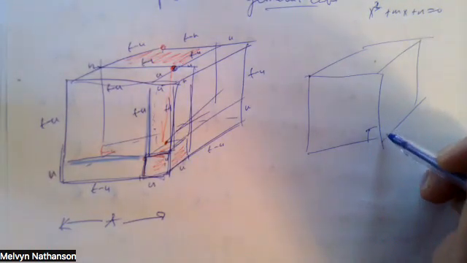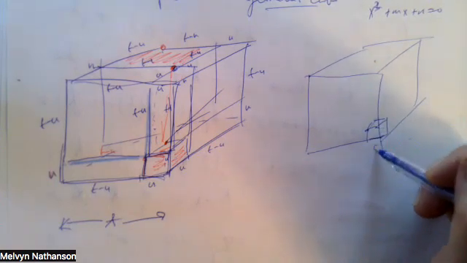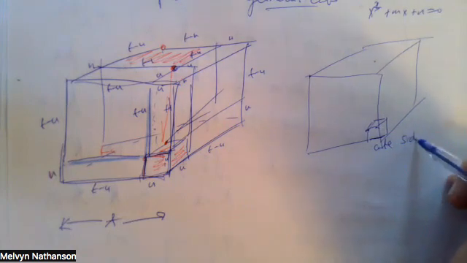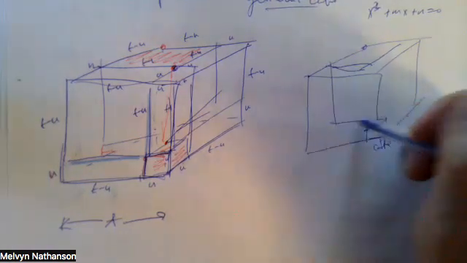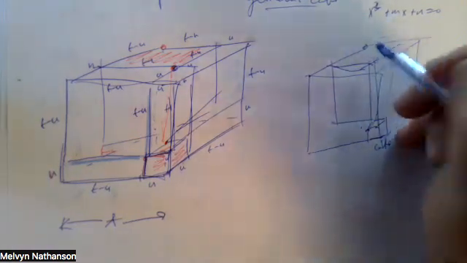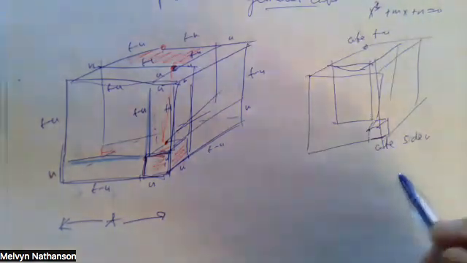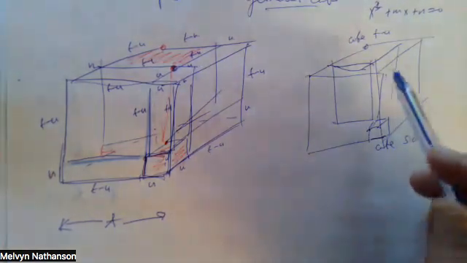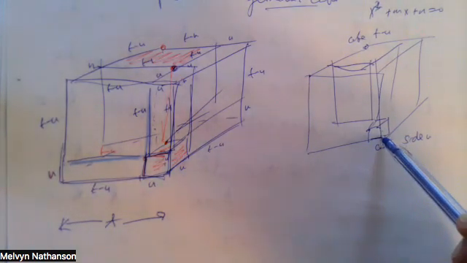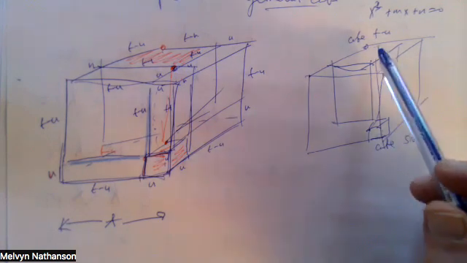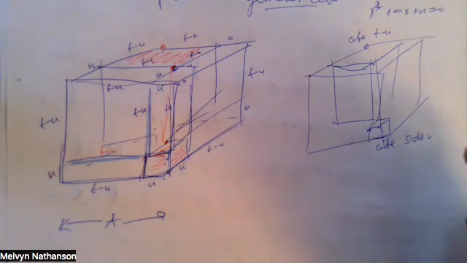So down here, I have a cube of side u, and up here, I have a cube of side t minus u. So in this big cube, I have a little cube at the lower right-hand corner and another cube at the upper left-hand corner. Plus, I have the stuff that's left over.